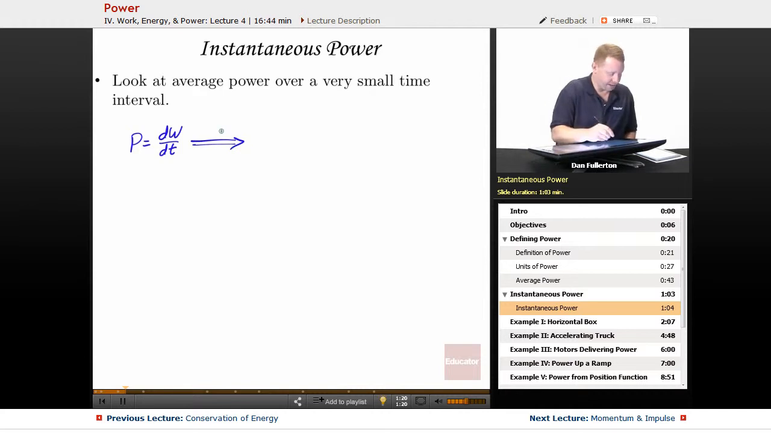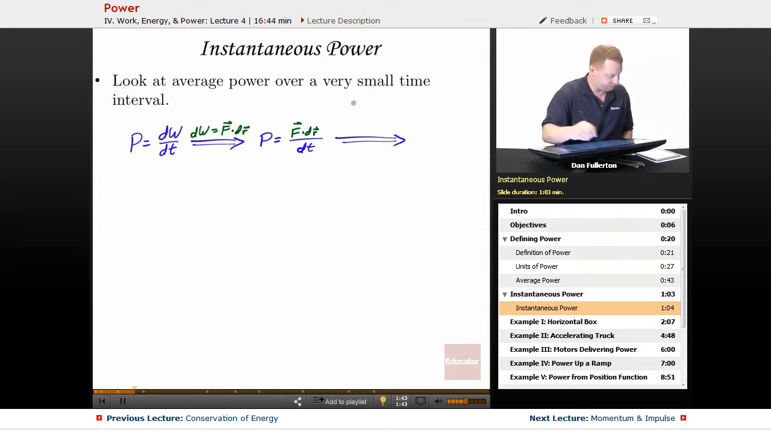But we've also stated that the differential of work is F dot dr. So we could then write that power equals F dot dr with respect to time. But we also know that dr dt is our definition of velocity. So we can write, finally, power is also equal to force dotted with velocity.